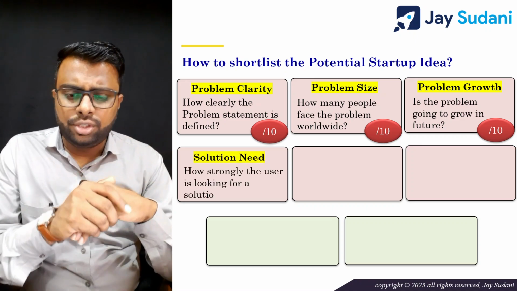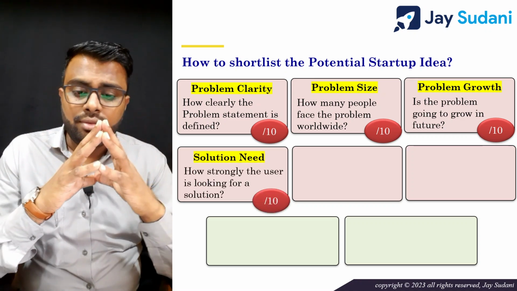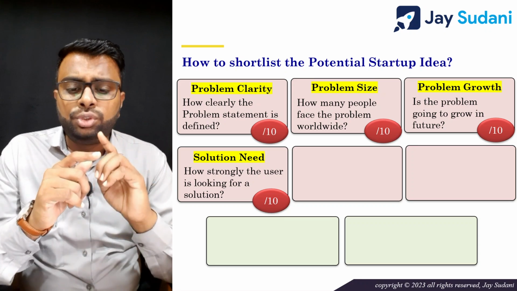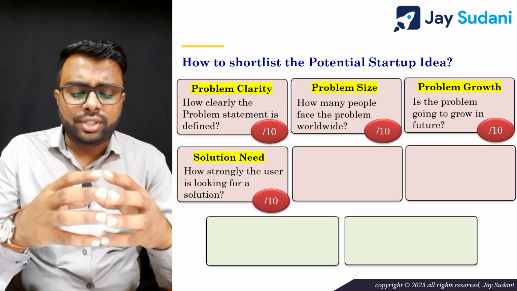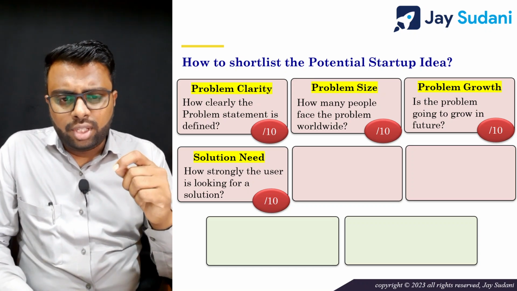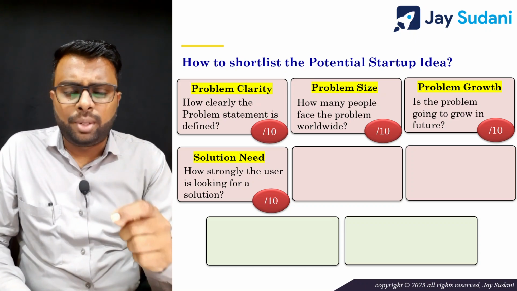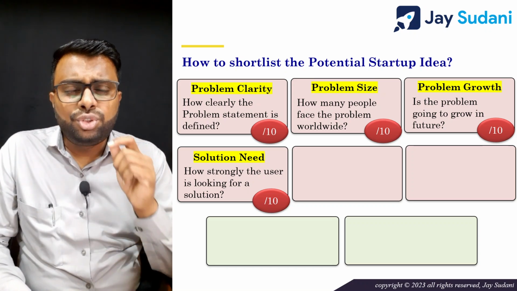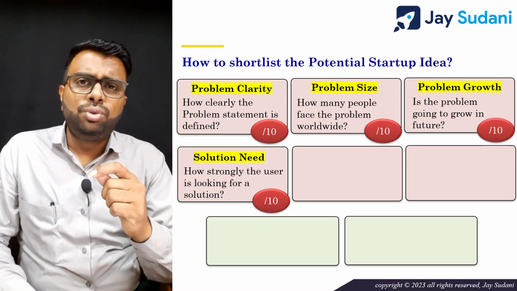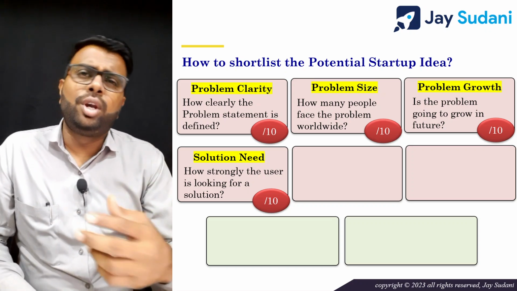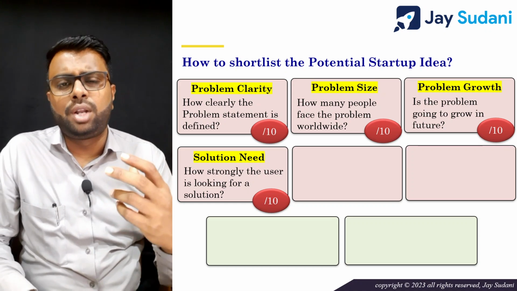Again, give 10 points on that. Solution need is very important: how strongly the user is looking for a solution. Try to understand how strongly the person who is facing the problem is trying to get a solution. Many times you say, okay, I have this problem, but it is okay if you have a solution, and it is still okay if you don't.